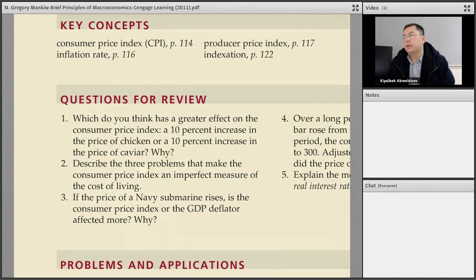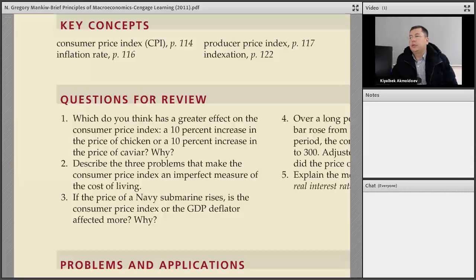Here it is, for example. Which do you think has a greater effect on the consumer price index, or CPI: a 10% increase in the price of chicken or a 10% increase in the price of caviar? Why? A 10% change in chicken will affect it more than caviar, because chicken is a daily used product and caviar is a luxury good, which is not in the basket.